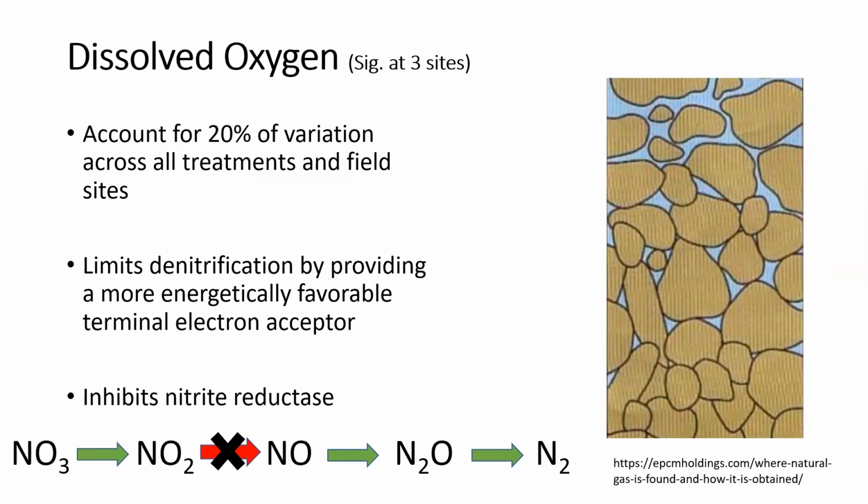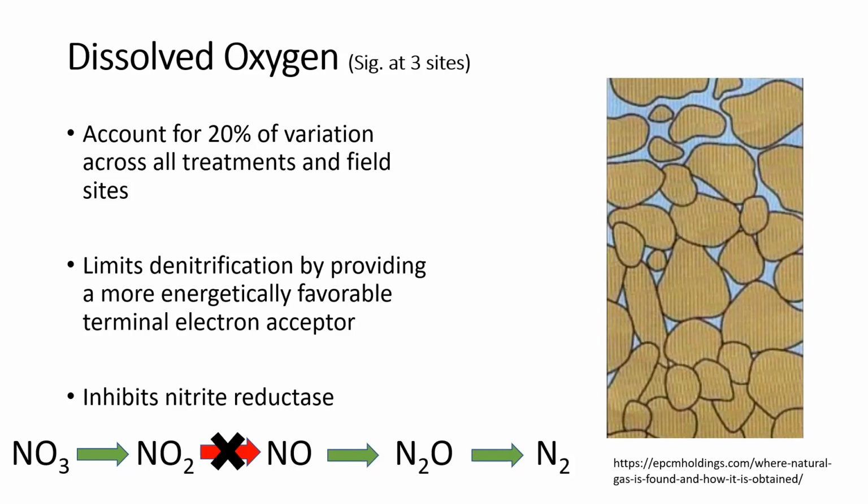field sites and treatments. And it's important to understand the effects that dissolved oxygen could have, as it can limit denitrification in 2 ways, specifically by limiting denitrification by providing a more favorable terminal electron acceptor to nitrate, as it is a better terminal electron acceptor, but it can also inhibit denitrification directly by inhibiting the enzyme nitrate reductase.